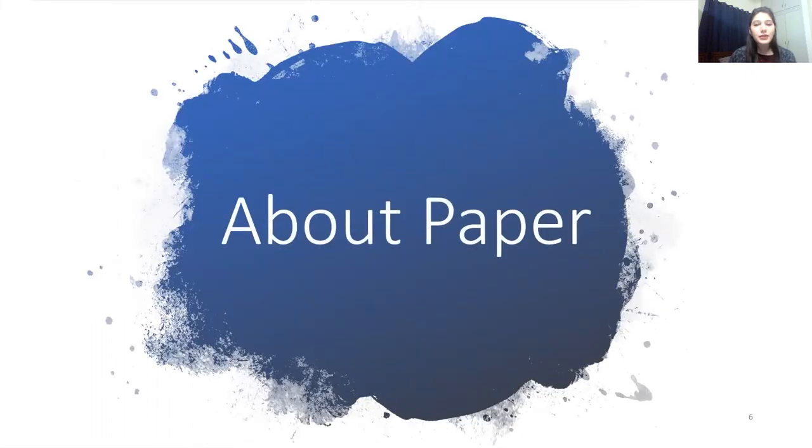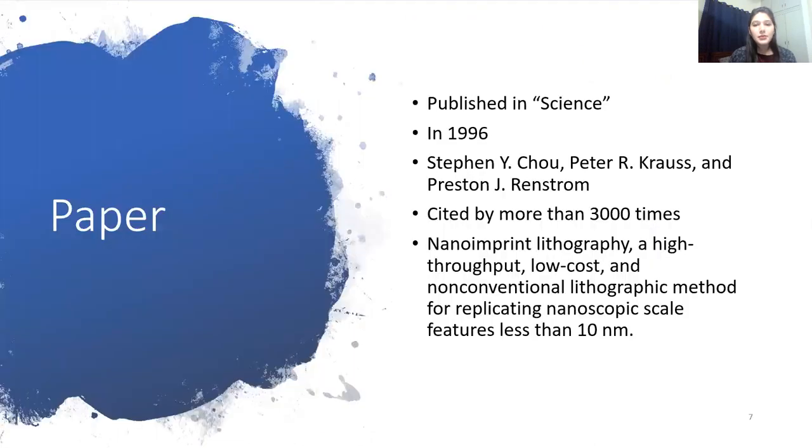Here we will discuss this paper. The term nanoimprint lithography was first coined in the scientific literature in 1996 by Professor Stephen Chou and his students, who published a report in Science. This paper is cited more than 2,000 times because of the remarkable work by Stephen Chou and his group, as nanoimprint lithography is an efficient, low-cost, and high-throughput technology for replicating nanoscopic scale features less than 10 nanometers.